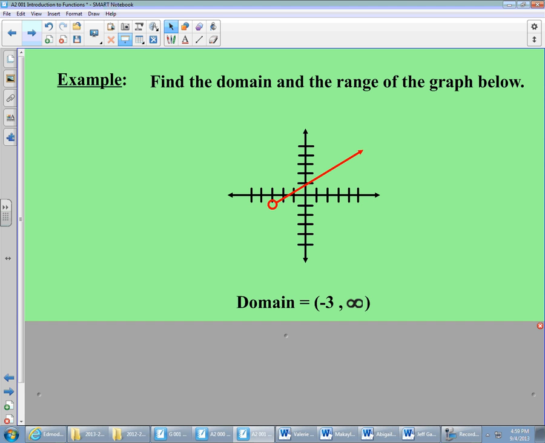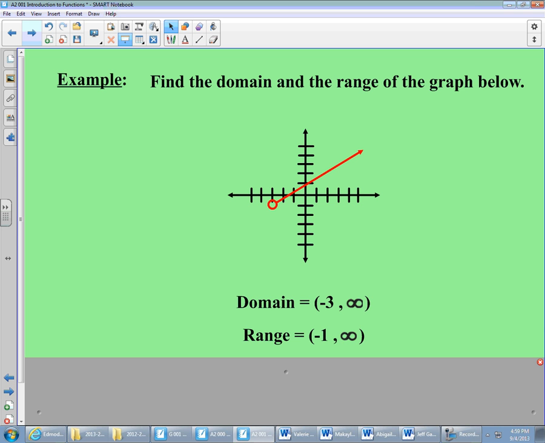So there's your domain. How about the range? Coming up the y-axis, where does it first show up? It shows up at -1 this time. Where will the range eventually stop? It will not. This line will continue to rise infinitely, so the range is going off to positive infinity as well.